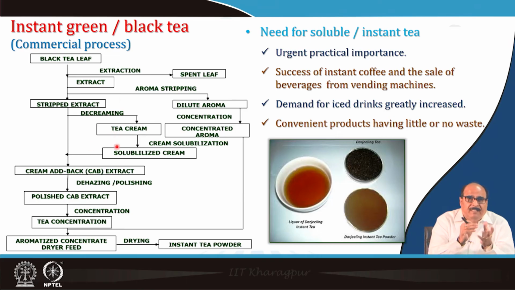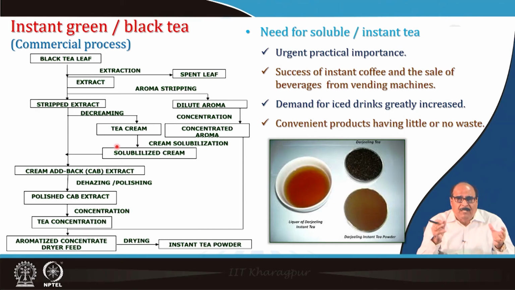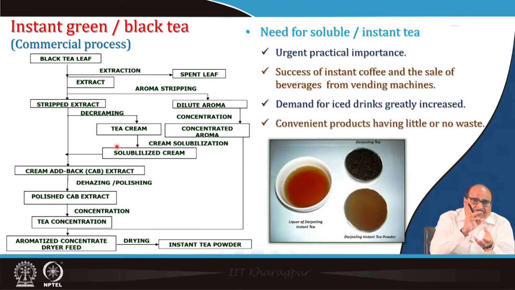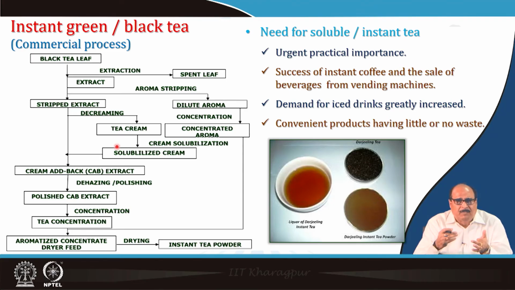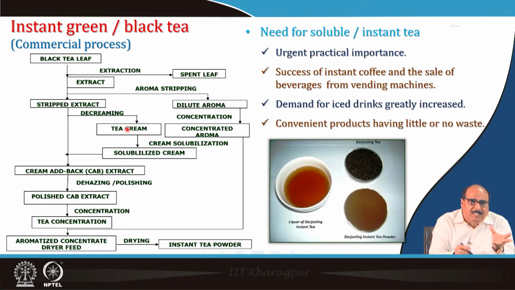De-creaming means that during the fermentation process, tea cream is formed, like polyphenol and caffeine. They form a polyphenol-caffeine complex, and this is soluble in hot water, whereas in the cold it becomes insoluble. So, after the tea brew is made, the tea cream is responsible for the haziness and cloudiness of the brew. So, in instant tea it is treated to avoid the haziness and cloudiness.